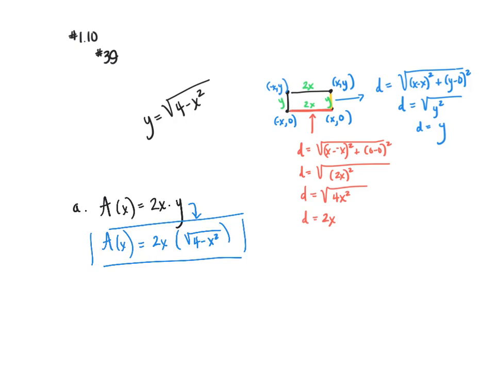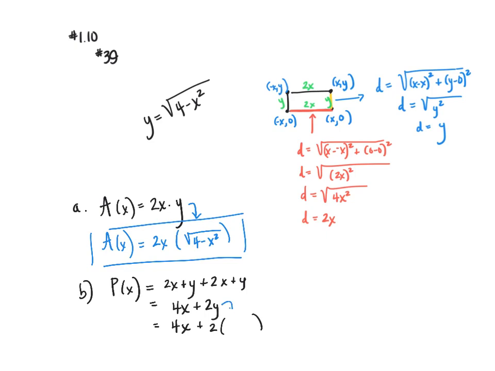And then for part B, it's your perimeter. So you're going to do P of x. And you might start out with just adding up the sides, right? 2x plus y plus 2x plus y, which is 4x plus 2y. And then my x is fine. It's my y that I just need to plug in. And I go back up to, what does my y equal? It's going to be the square root of 4 minus x squared. And you can stop there because you've written your function in terms of x.